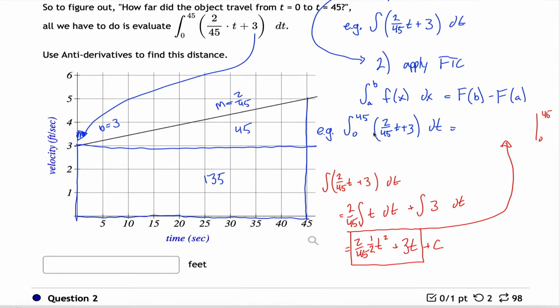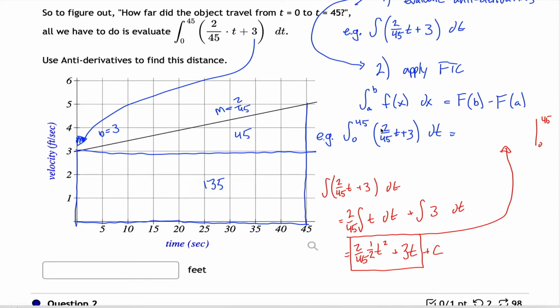This is what's going to go up here. I'm going to say that if I'm evaluating the definite integral from 0 to 45 of 2/45 t plus 3 dt, what I've got to do is take this expression, which simplifies to 1/45 t squared plus 3t, and evaluate that from 0 to 45. So the way I evaluate that is I copy exactly what I see here, changing all the t's into 45s. So I get 1/45 times 45 squared plus 3 times 45. And then I figure out that answer and subtract from that what I get when I evaluate this at 0. But a nice thing happens when I evaluate it at 0, right?